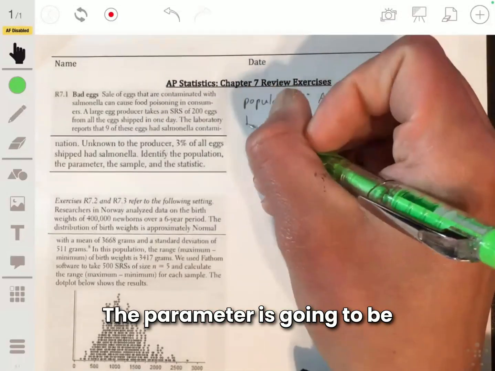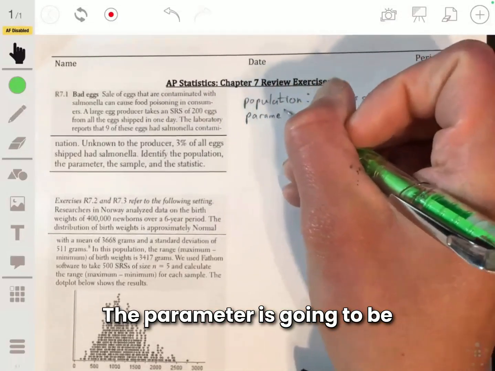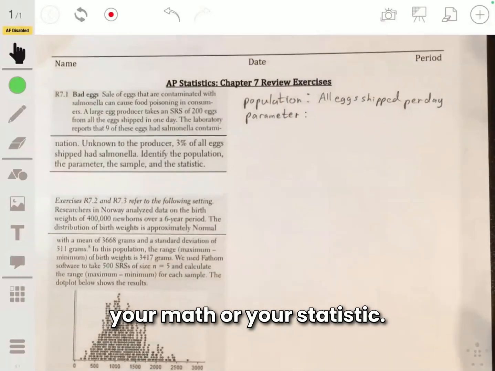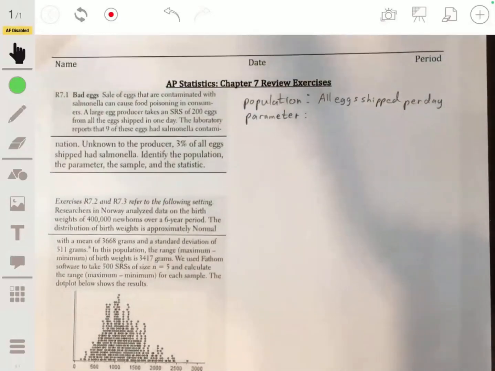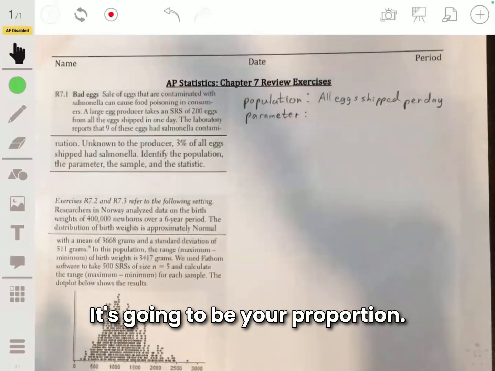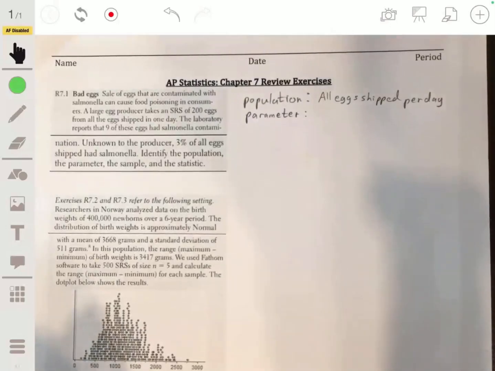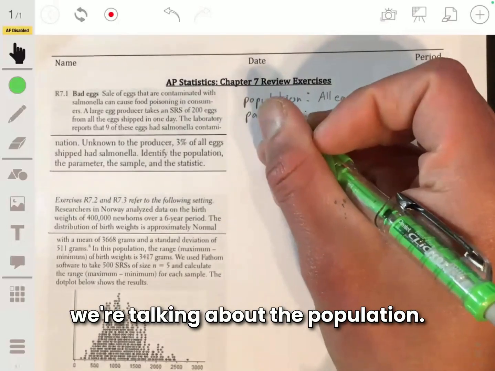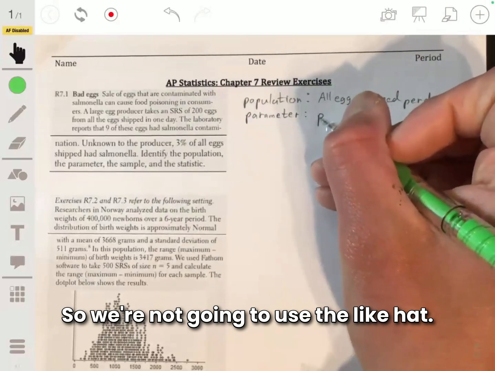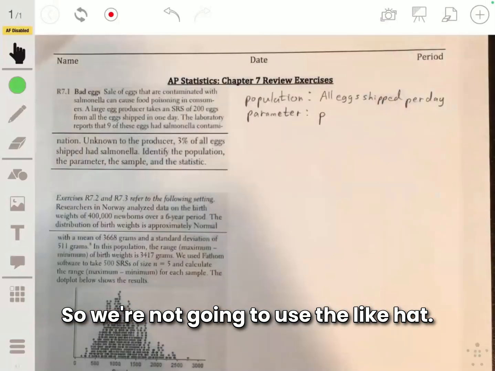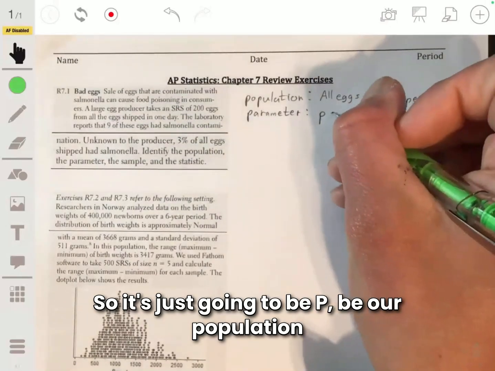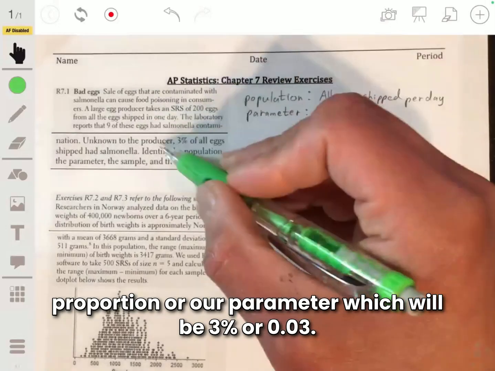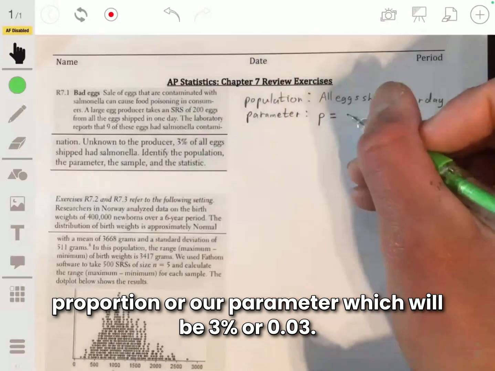The parameter is going to be your proportion, the population proportion. When we're talking about a parameter, we're talking about the population. So we're not going to use the hat. It's just going to be P. P will be our population proportion, or our parameter, which will be 3% or 0.03.